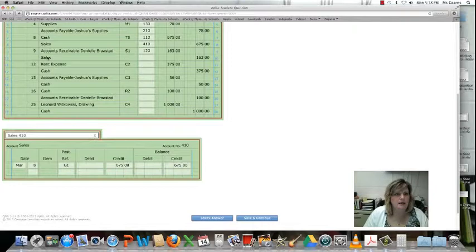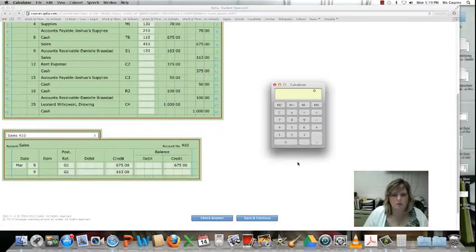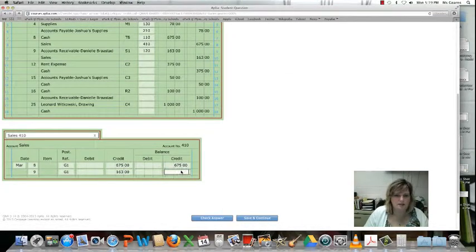On March 9th, I have a credit to sales, so I put my 9 in here, my G1. It's a credit, $163. Because sales has a credit balance and I have a credit entry here, I'm going to add those two numbers together. So I take my 675 and I add 163, and I get 838. And then I take my 410 and put it back up next to sales in my journal, to indicate that entry has been posted.